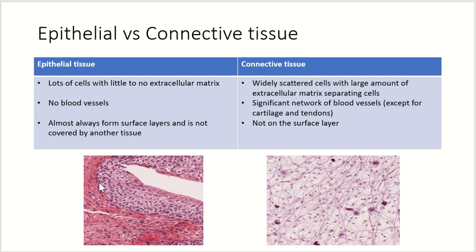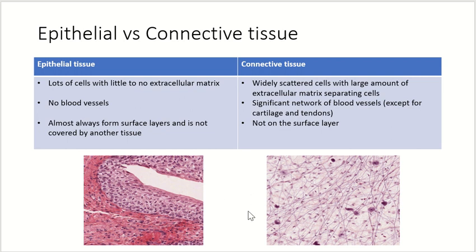In comparison to our connective tissue, epithelial tissue is always going to form that outermost layer, and beneath that is where we find our connective tissue. So connective tissue is never going to be on the surface layer. It is made up of cells that are widely scattered throughout a very large amount of extracellular matrix that separates those cells. Connective tissue also has a significant network of blood vessels. Two exceptions to this are cartilage and tendons. These are very avascular in nature, but they are still connective tissues.